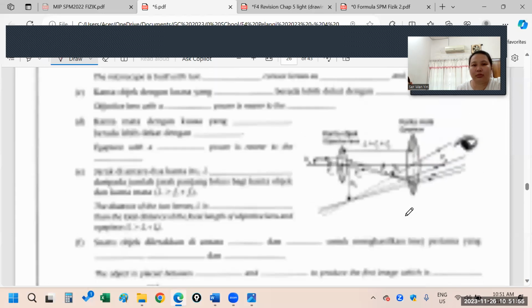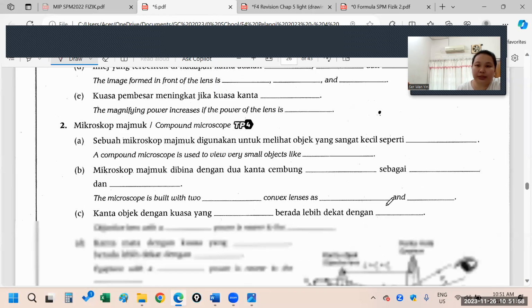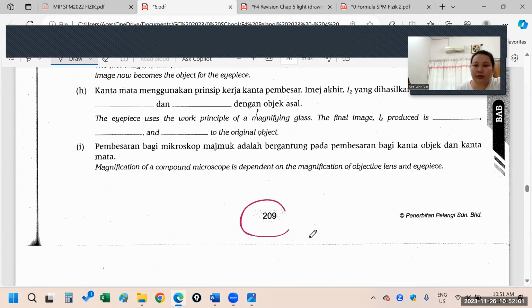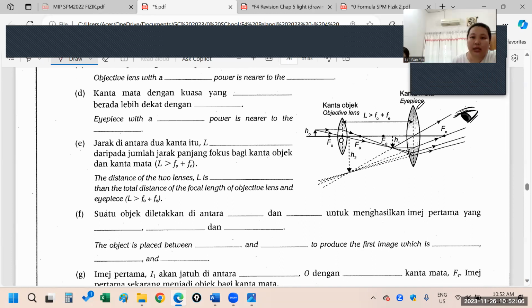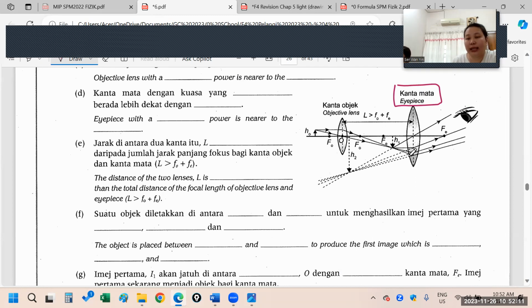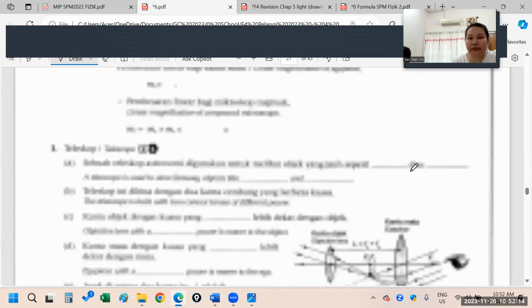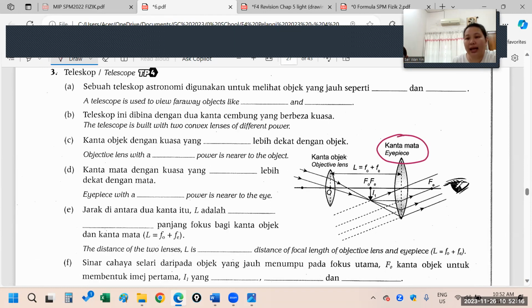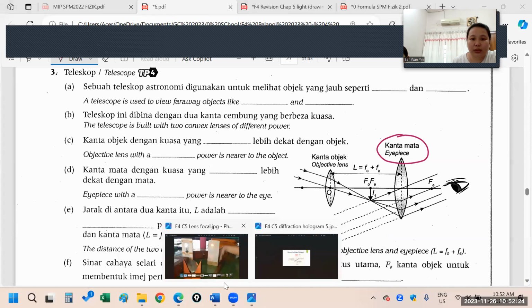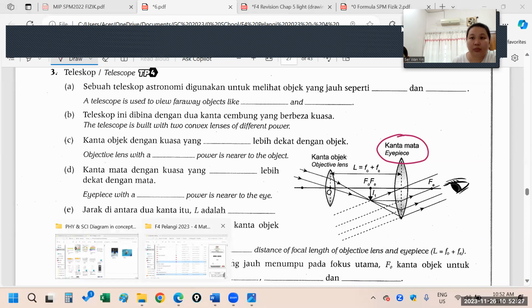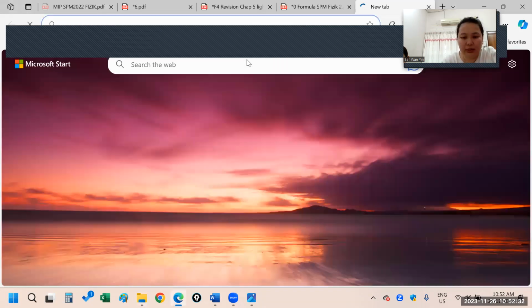Oh, microscope. Sorry. Page 209. Okay, so normally microscope and telescope have an eyepiece, meaning our eye looks at this lens. Both of them have an eyepiece. Our eyes look at this lens. Okay, telescope. No matter telescope or microscope, telescope.